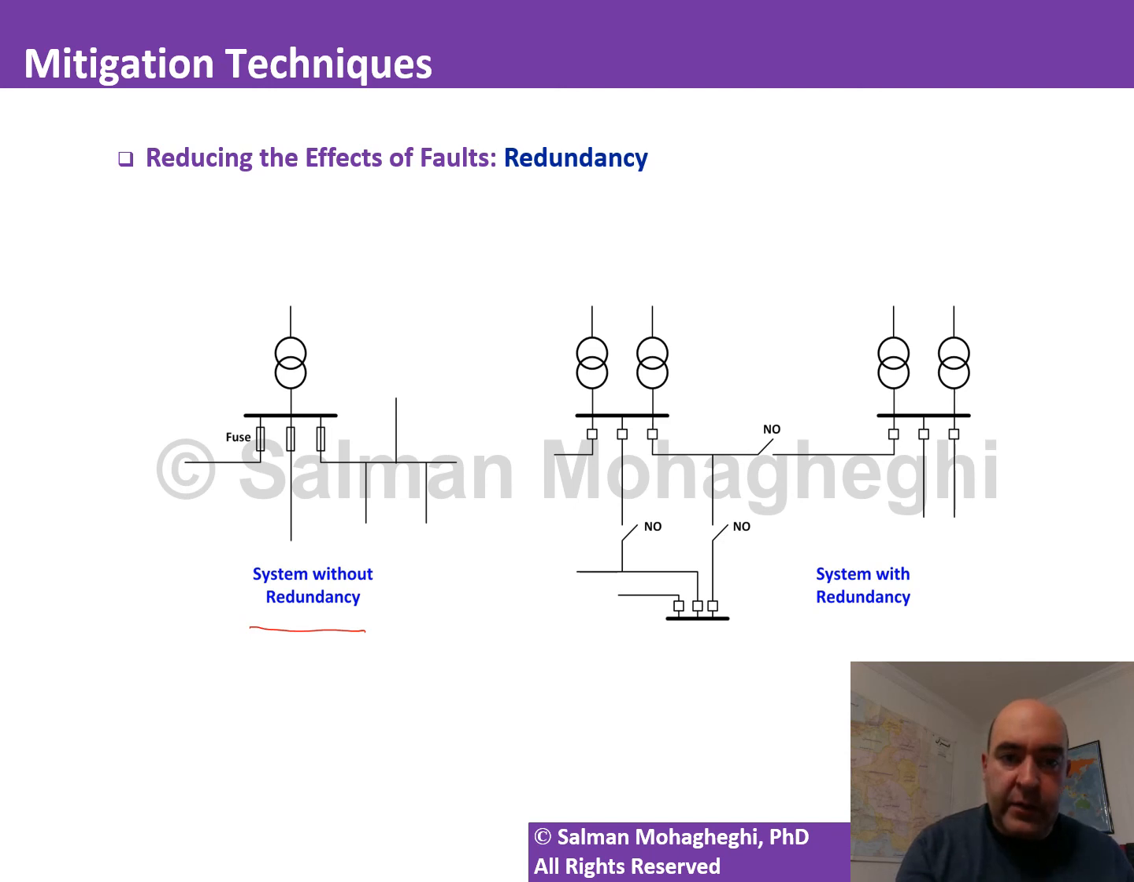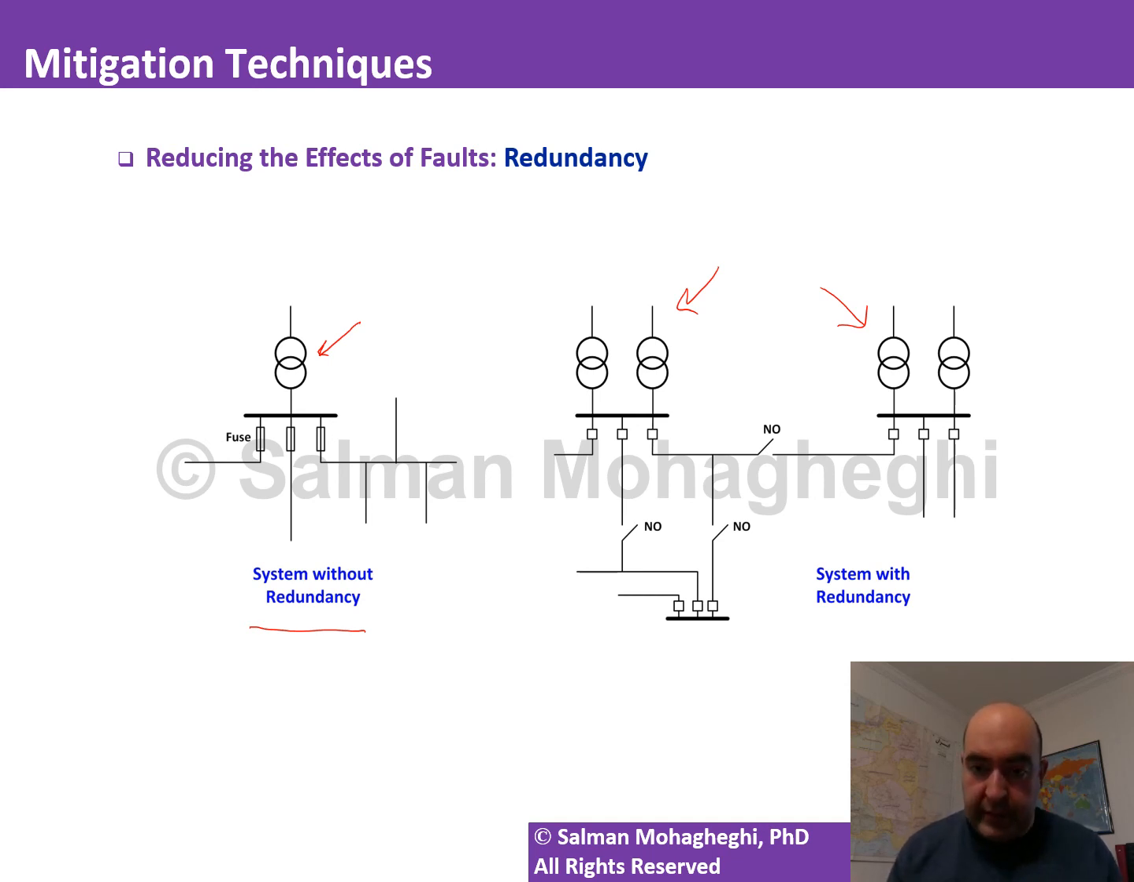You have a distribution substation, and then you have your laterals. In this particular case, your feeders and laterals are protected with fuses. There is no redundancy. If anything happens to this particular distribution substation, everybody is going to be out of service. On the other hand, the system on the right side is a system with redundancy because you now have multiple substations feeding the load area. Not only that, each substation has more than one distribution transformer. So even if one transformer goes out, the other one can pick up the load.